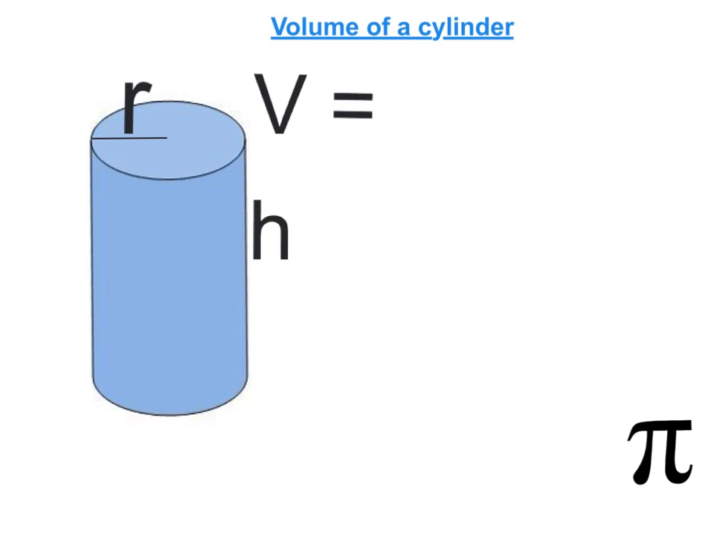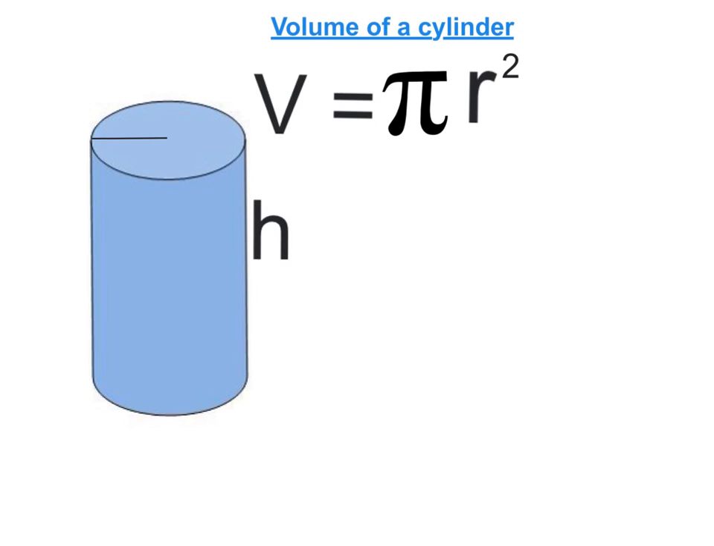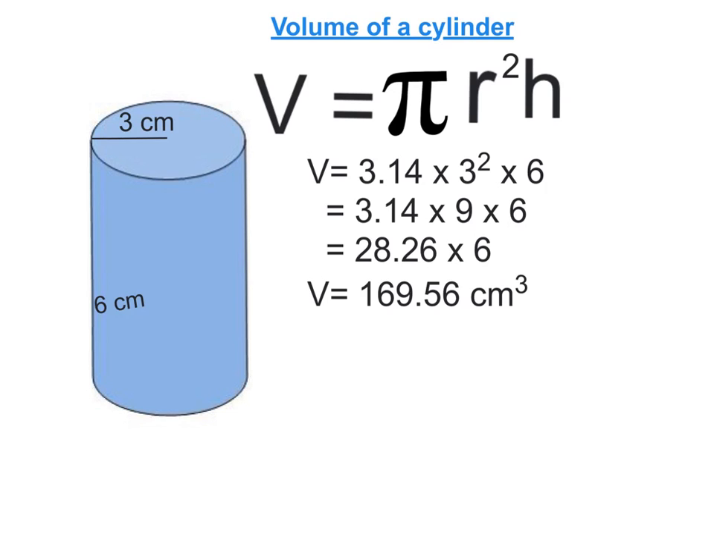So then, to find the volume of a cylinder, we know that we need to take pi multiplied by the radius squared, or multiplied by itself, then multiplied by the height of the cylinder. If I was to perform this calculation and discovered that the volume of this cylinder was 169.56 centimeters cubed, then automatically I know this cylinder's capacity.